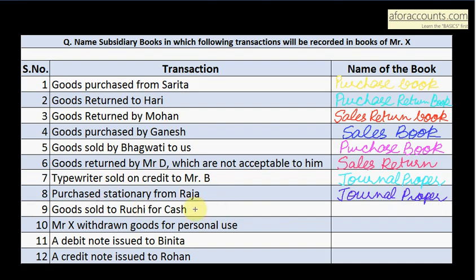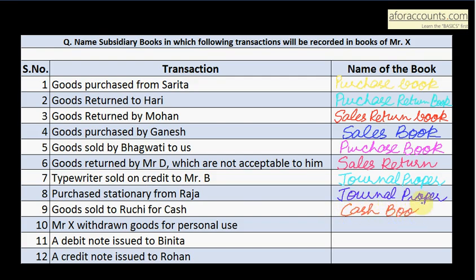Next, goods sold to Ruchi for cash. Now I am selling something for cash. So obviously, if it had been credit sales, then sales book, but I am selling goods for cash, so the entry will go in your cash book.